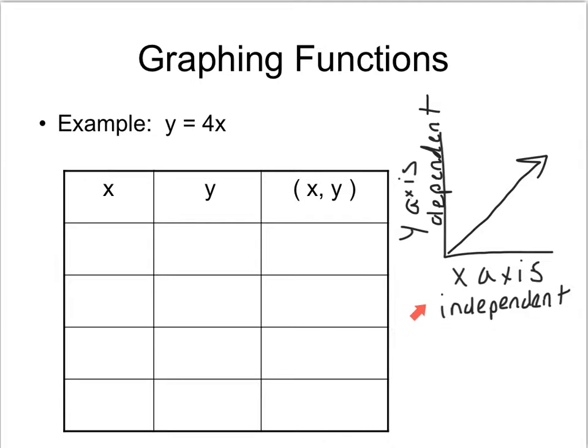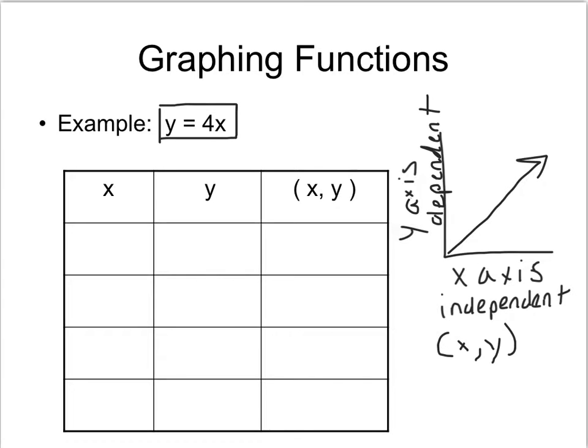So when we go to graph our function, we need an ordered pair, and our ordered pair needs to be an x value and a y value. So if you look in our table, I have a column for x's and a column for y's, and then I have a column for the ordered pair x, y. Because x is independent, I'm going to choose my values for x. And the rule that we're going to graph is y is equal to 4x.